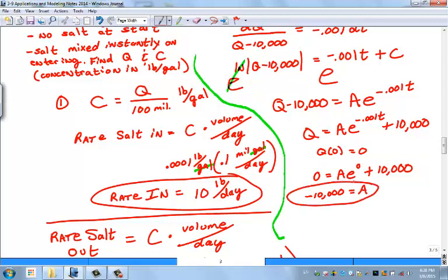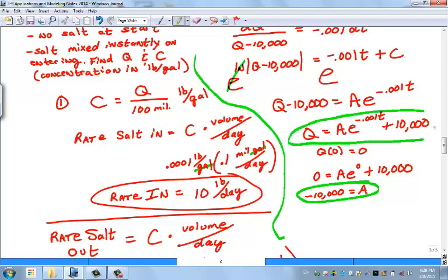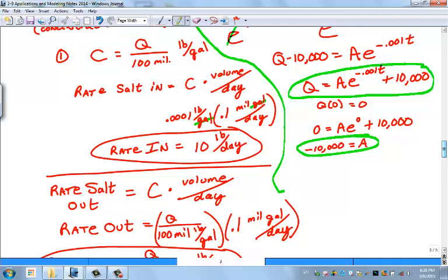So then we end up with a equal to negative 10,000. Alright, so we've got that. Oops, that I should have circled in green. And then we have this solution up here, so we will combine those two things. When we combine those two things, we get the following. Q equals 10,000 minus 10,000 e to the negative 0.001.